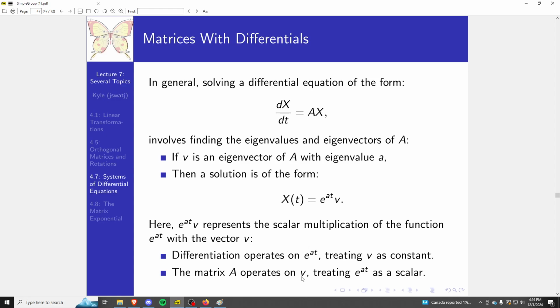And so in general, solving differential equations of this form involves finding eigenvalues and eigenvectors of A. So if V is an eigenvector of A with eigenvalue a, then a general solution to this system is of the form x of t equals e to the at times eigenvector V. And e to the at is a scalar, and V is a vector.